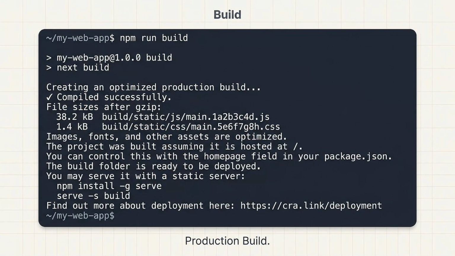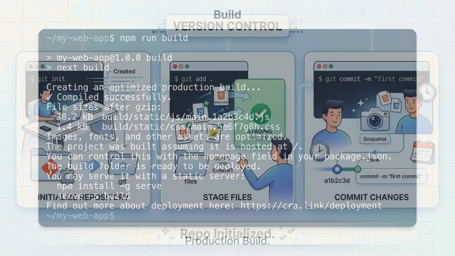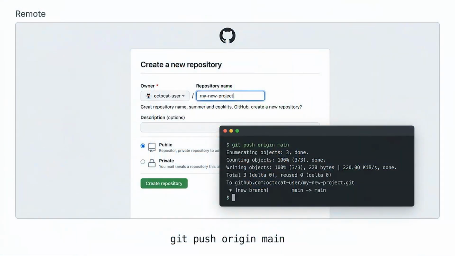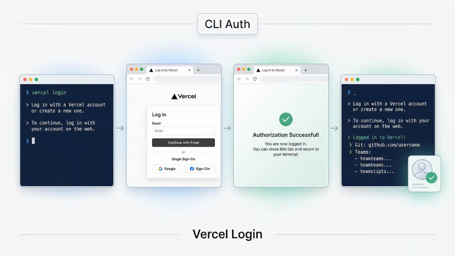Prepare for production: npm run build. Check for errors before deployment. Initialize the repository: git init, git add, git commit with an initial commit. Create a repo and push: git remote add origin with the repo URL, then git push origin main.